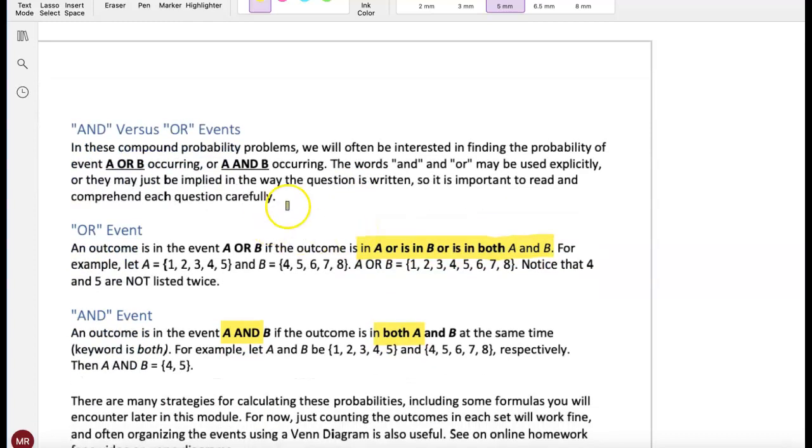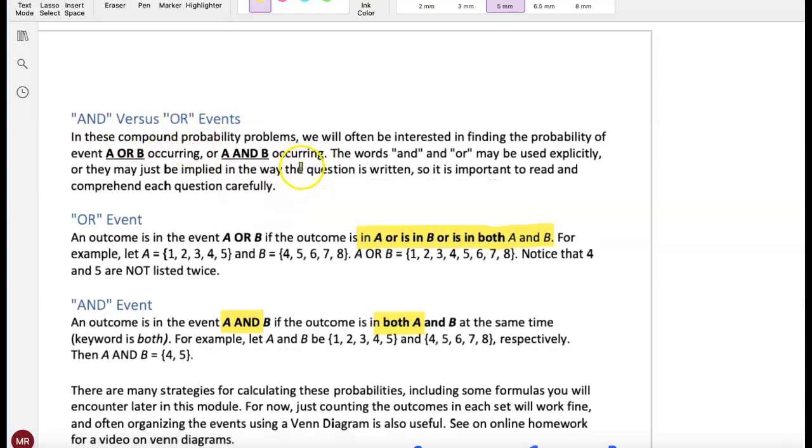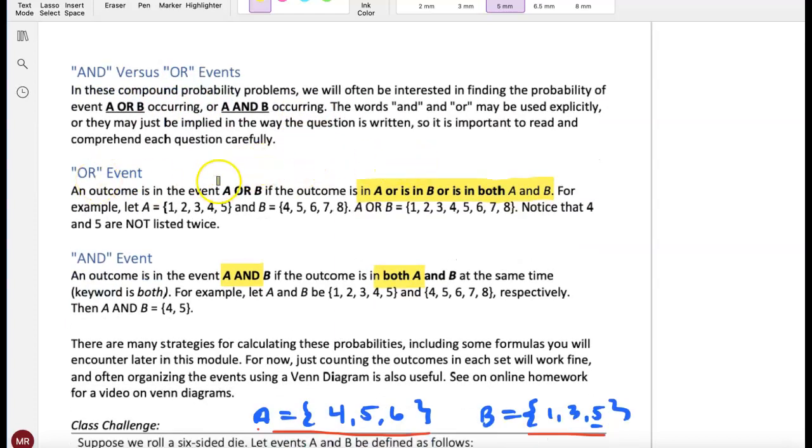Now, when we have these conversations, we're going to be using the words "and" versus "or." So what is the difference between them? Well, we're going to ask, what's the probability of event A or B? A or B is an outcome. That means that the outcome is in A, or it could be in B, or it could actually be in both. And that would suffice for A or B.